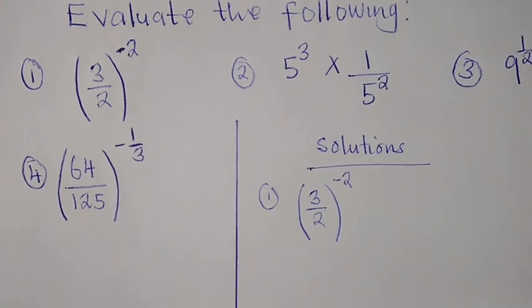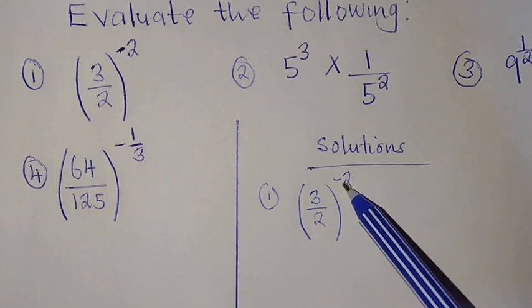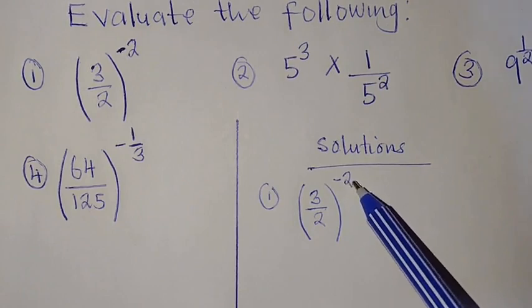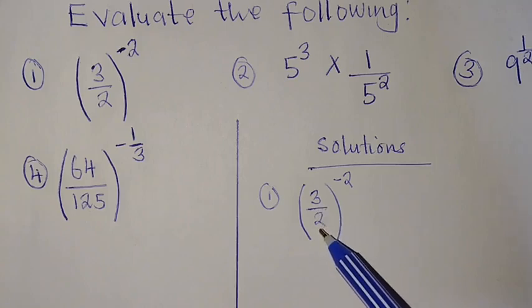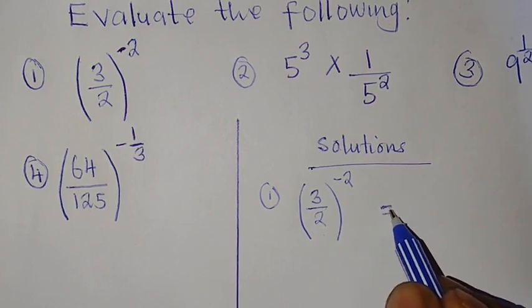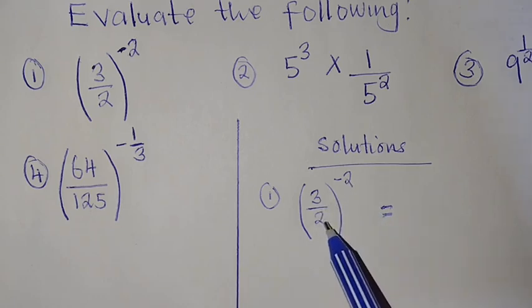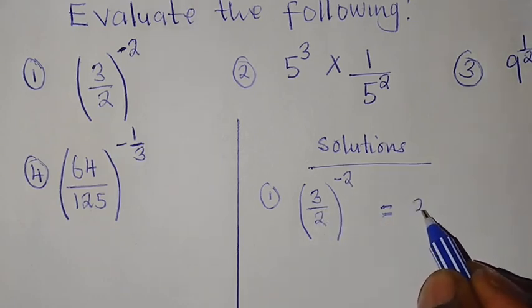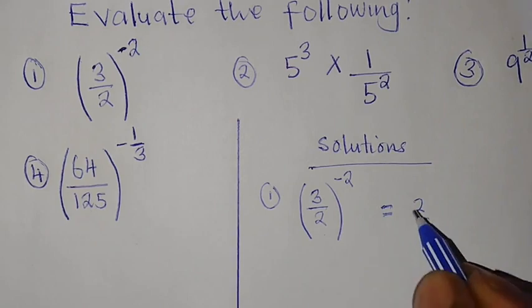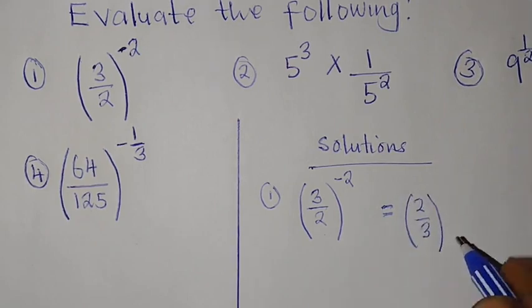So how can we evaluate this? We take a look at the power. The power is negative 2, and the base is a fraction, 3 over 2. To evaluate this, we are going to write it like this. Because the power is negative 2, we need to find the reciprocal of this base, which is going to be 2 over 3, in brackets.